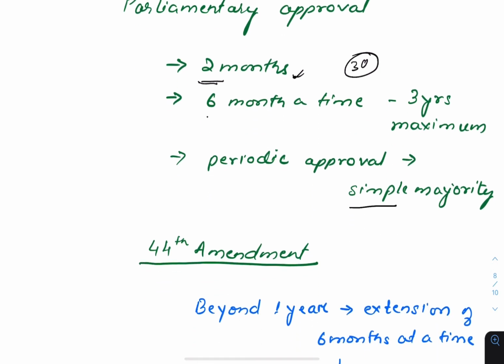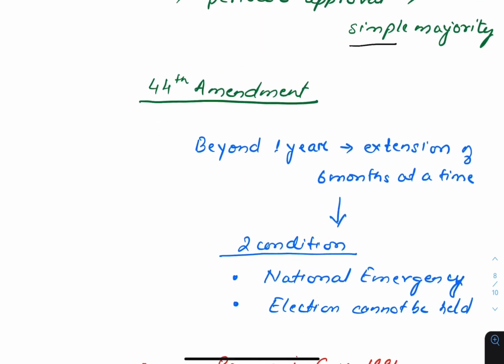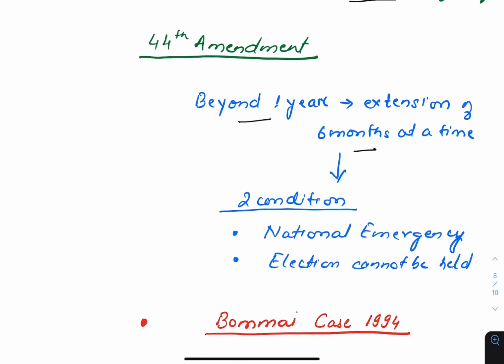President's rule can be extended for 6 months at a time and 3 years is the maximum period. Through the 44th Constitutional Amendment, a protection was included that beyond 1 year, extension of President's rule can be done for 6 months at a time. And there are two conditions for it. First, that there is a national emergency in the country. In that case, President's rule will continue in any state if there is.